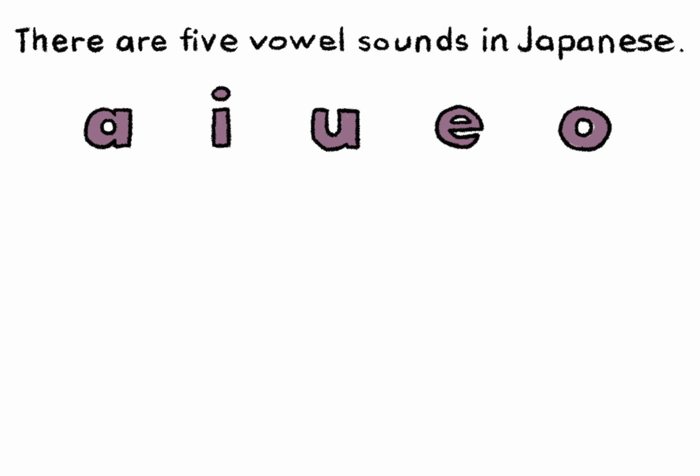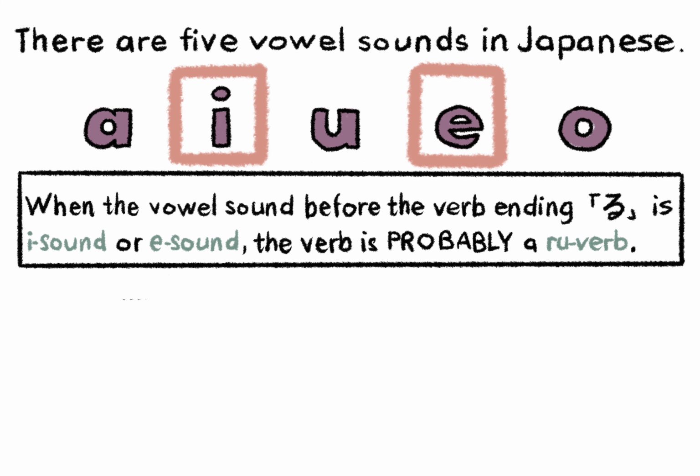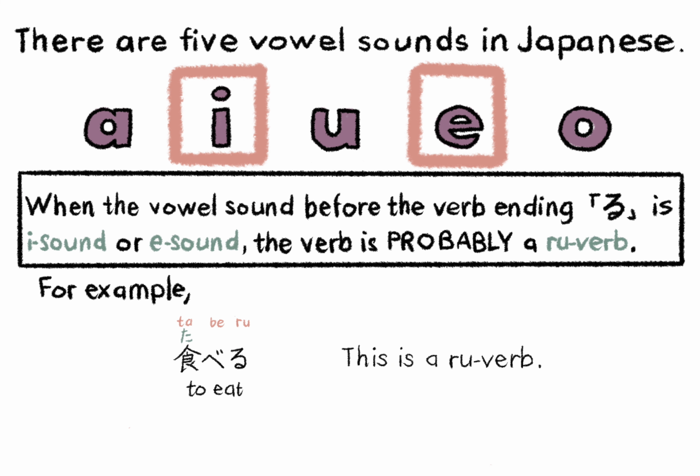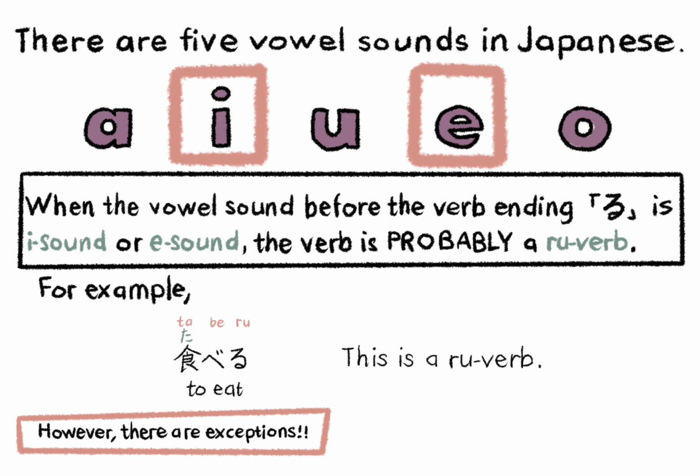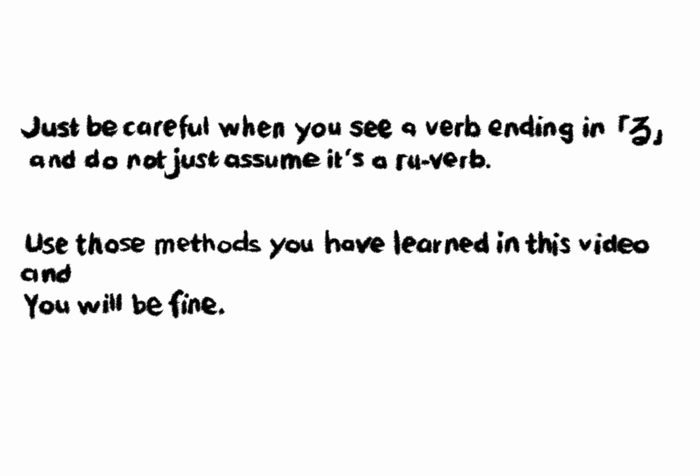When the vowel sound before ru is an e sound or an i sound, it's probably a ru verb. For example, taberu. Be is an e sound hiragana. This is a ru verb. But there are exceptions. For example, kaeru. Although the vowel sound before ru is an e sound, it's an u verb and it follows the conjugation rules for u verbs. You just need to be careful when you see a verb ending in ru and do not just assume it's a ru verb. Use the method you have learned in this video and you will be fine.